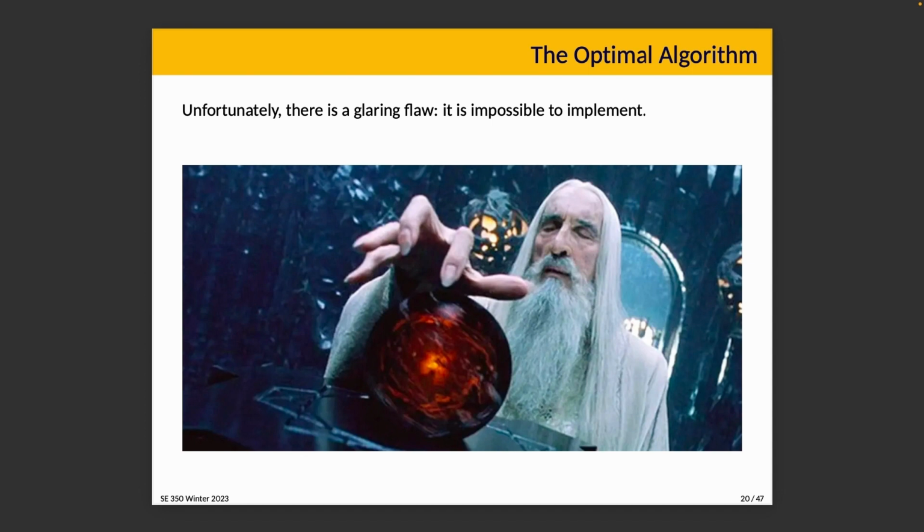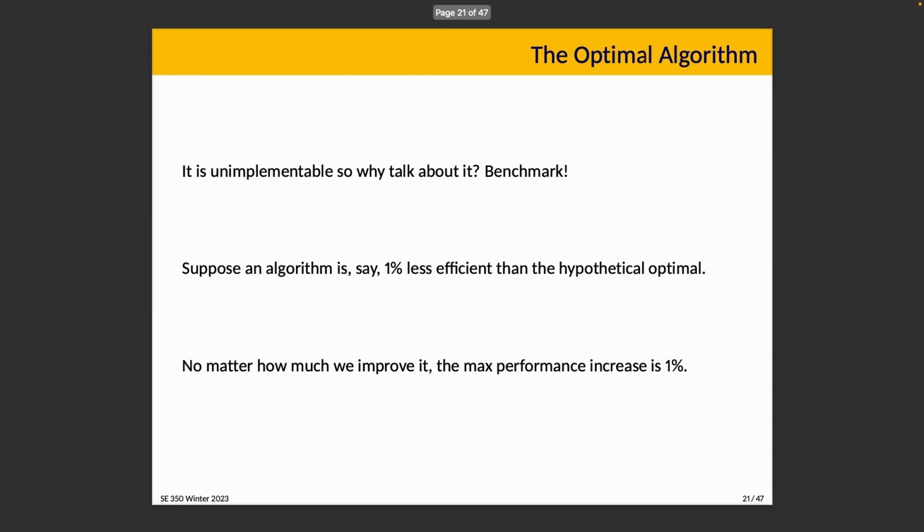Okay, Lord of the Rings digression aside, why do we talk about the optimal algorithm? Well, you can think of it as a benchmark, right? It's a hypothetical that we want to compare other algorithms against. Now, you can look backwards at an actual execution of the program, and you can say, okay, if we had made the optimal choices, what would have happened? And that will give you an answer to the optimal algorithm's performance.